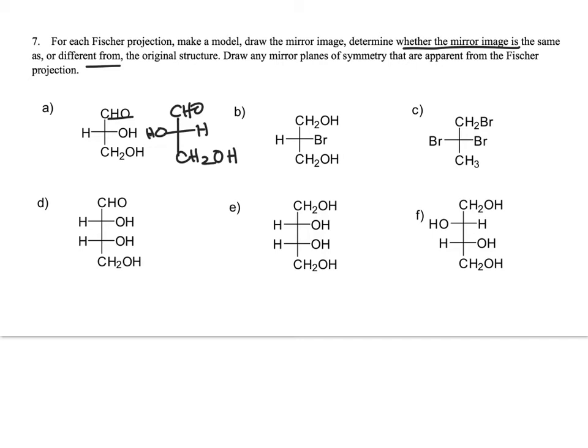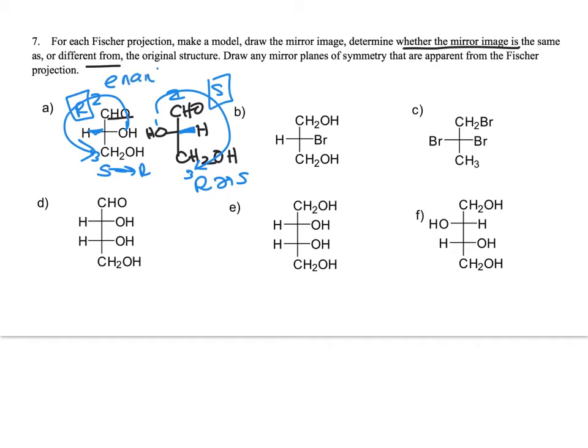So if you were to assign R and S here, if you wanted to, you could assign that. It would be 1, 2, 3, 1, 2, 3, counterclockwise. So S, but your hydrogen's here, so that goes to R. So this compound is an R. Here would be 1, 2, 3. That would be R, except your hydrogen's coming at you, so this would be S. This is S. These are enantiomers.